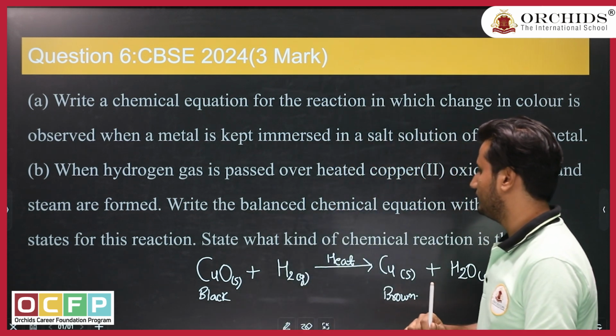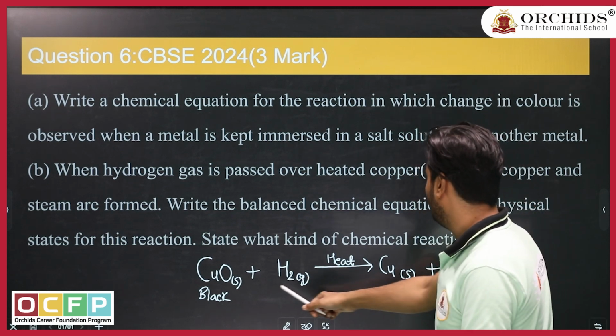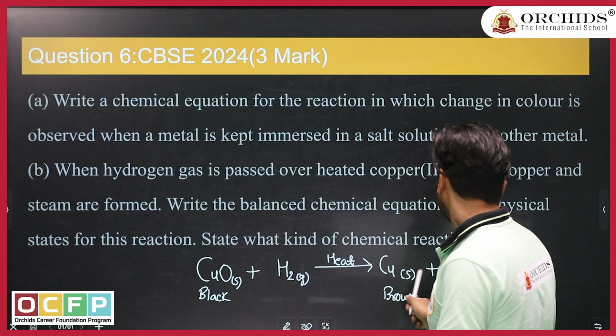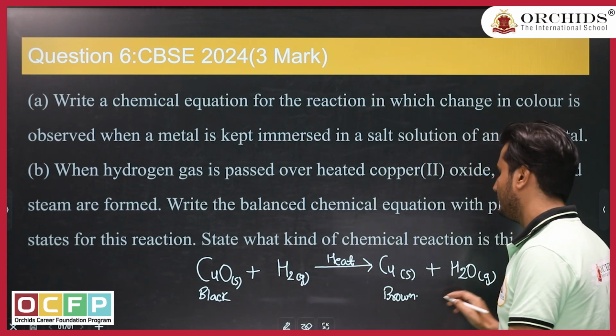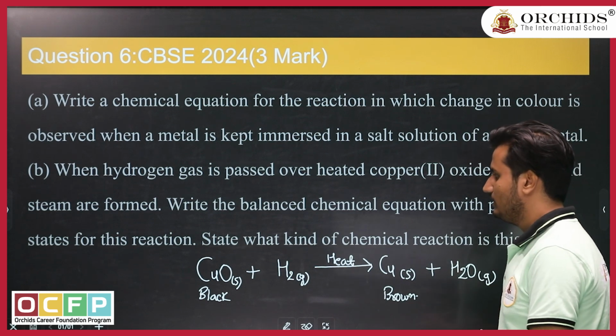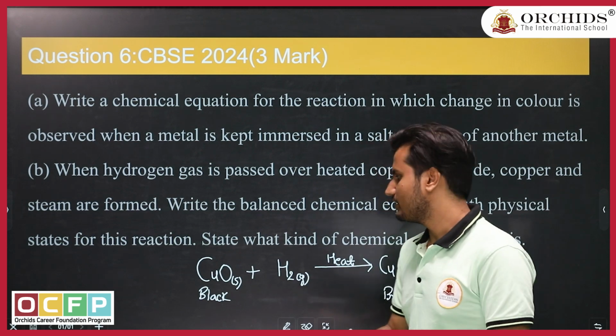Brown in color. Alright. Now, is it balanced? 1 copper, 1 copper, 1 oxygen, 1 oxygen, 2 hydrogen, 2 hydrogen. So, the equation is balanced. Now, let's move on to our next question.